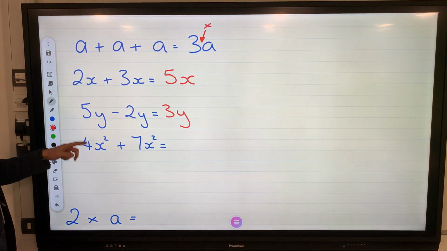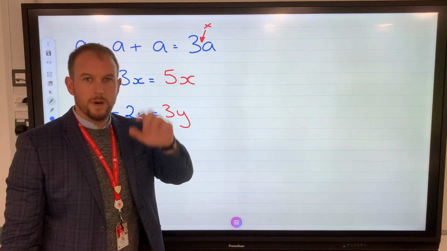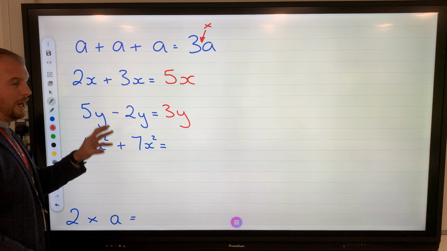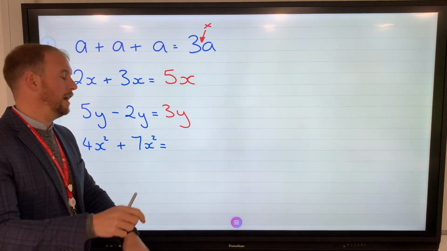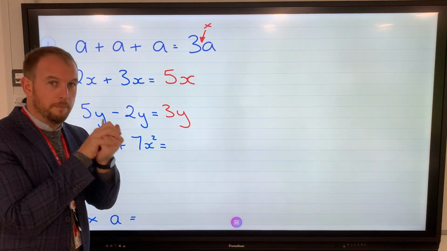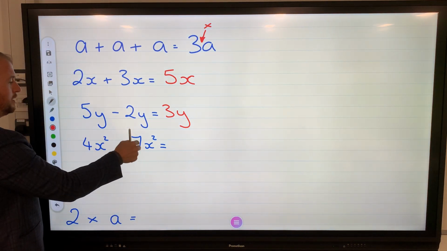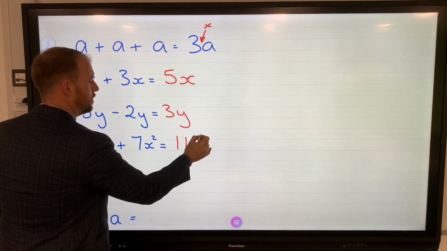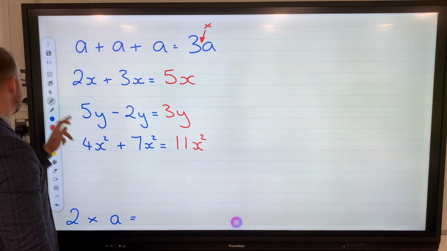So here then, I've got 4x squared plus 7x squared. Now, the squared makes it look harder than what it actually is. What we've got are like terms. Like terms means that they are the same. I've got an x squared in both of them. Therefore, I can collect them, put them together to simplify. So 4x squared plus 7x squared, 4 add 7 is 11. So I've got 11x squared, just by simplifying, making them a little bit smaller.